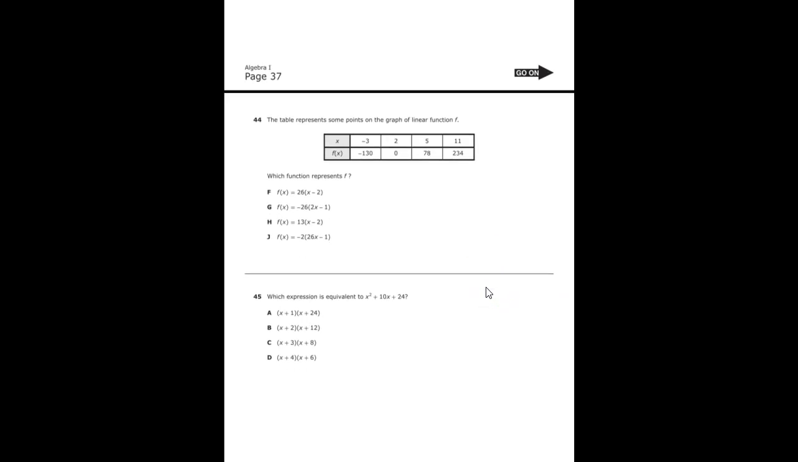44. The table represents some points on the graph of a linear function. So, which function represents f? Let's start off by getting the slope. y2 minus y1 over x2 minus x1. y2 minus y1, so 0 minus -130, divided by x2 minus x1, 2 minus -3. So this is 130 over 5, which is 26. So I have just one with 26. I'm going to go for that answer.